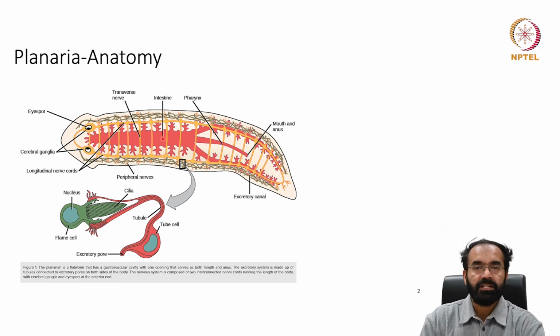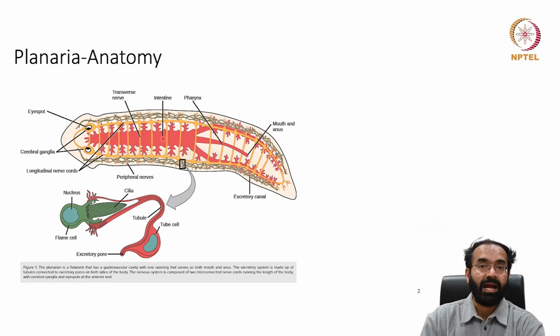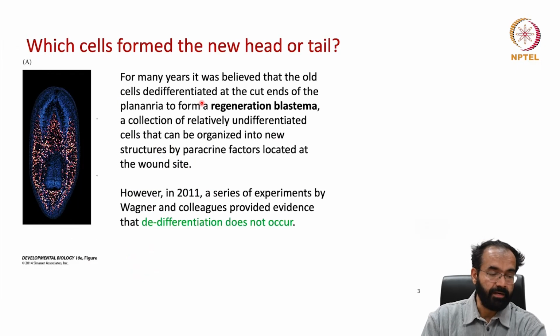This picture is mainly shown for you to understand that the animal has a very complex body structure. It is not as simple as hydra, and still it can regenerate by something called fragmentation, where you cut it into as many pieces as you want. The animal regenerates from each piece. So this is the planaria anatomy.